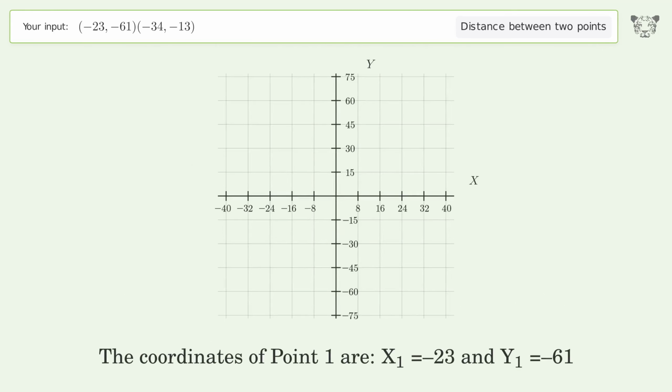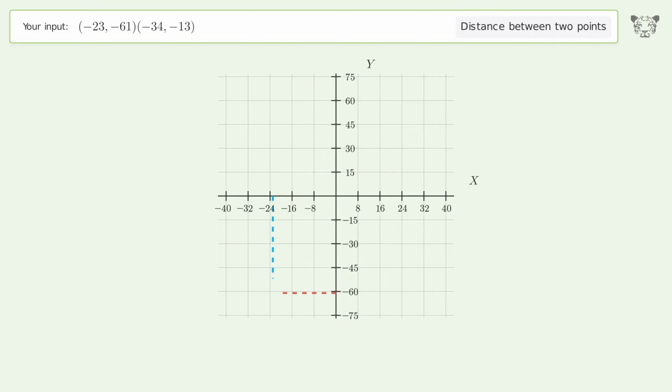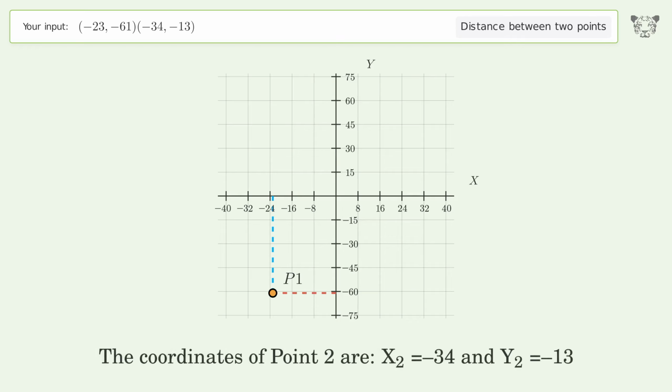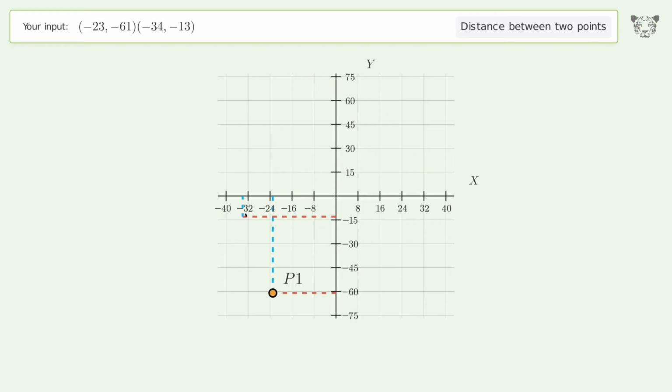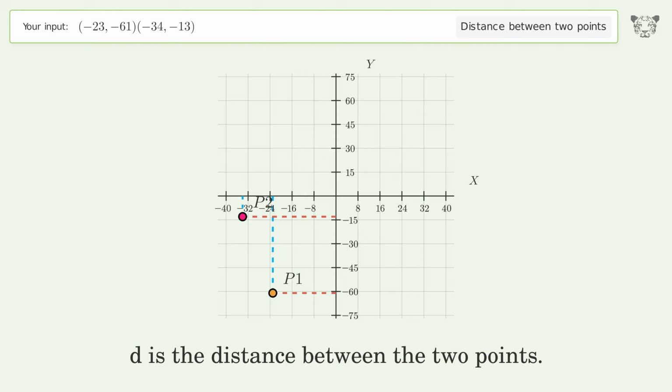The coordinates of point 1 are x1 equals -23 and y1 equals -61. The coordinates of point 2 are x2 equals -34 and y2 equals -13. D is the distance between the 2 points.